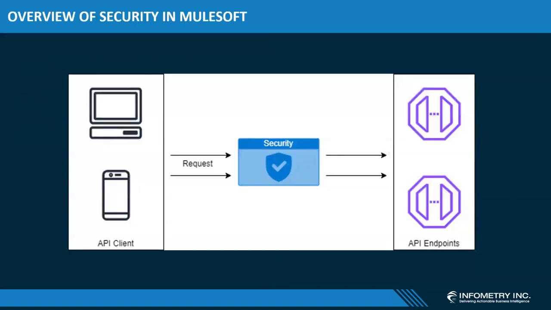Securing APIs is a top priority to protect sensitive data and prevent unauthorized access. MuleSoft provides a robust suite of tools to help you manage and secure APIs throughout their life cycle, ensuring that only authorized users and applications can access them.